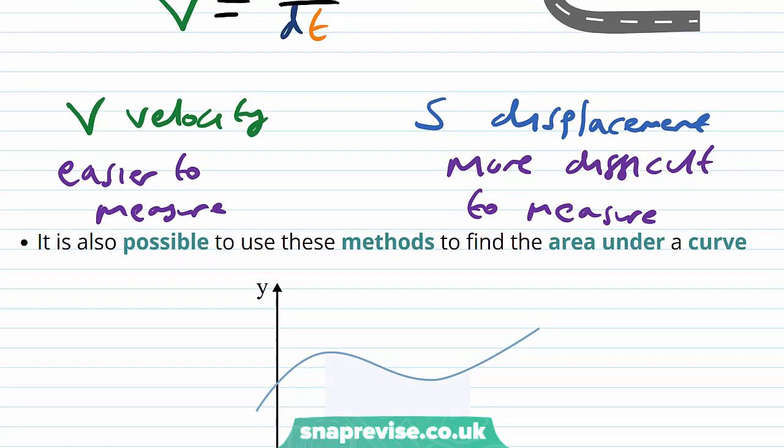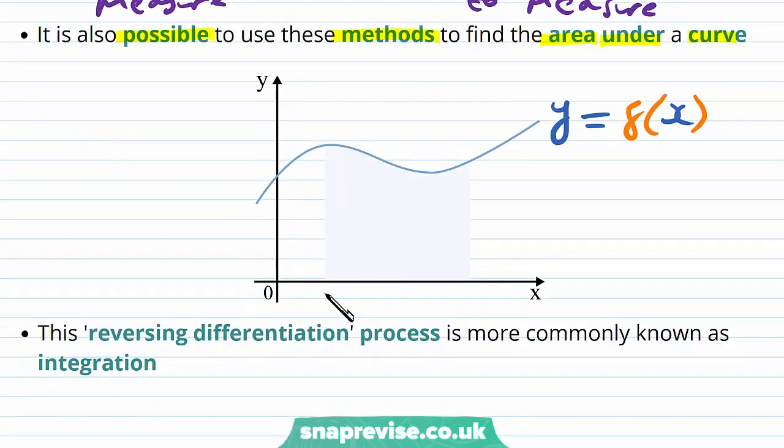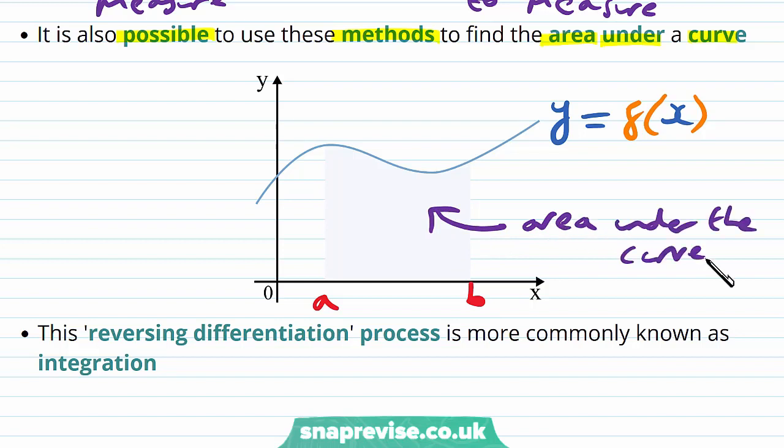But we'd still like to be able to find s in terms of t by using an equation including the velocity v. It is also possible to use these methods to find the area under a curve. Let's say that we have the function y is equal to f of x. Then between any 2 points a and b, we might like to be able to find the area under the curve. We found areas before, like triangles or rectangles, but this is more general.